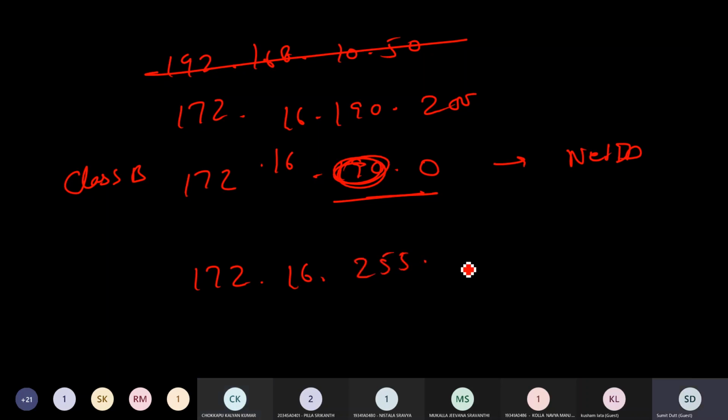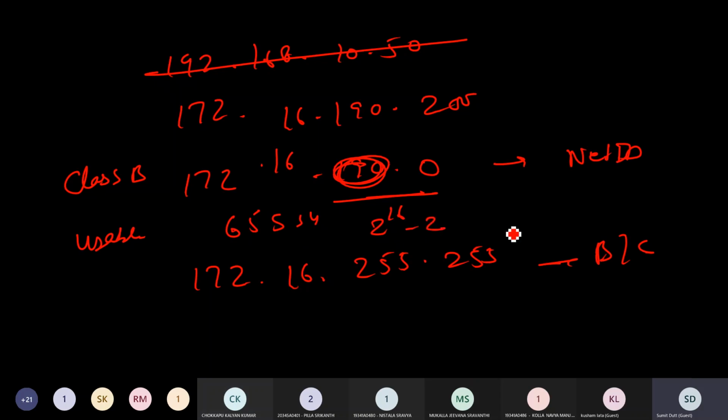172.16.255.255. Very good. This is my broadcast ID. And how many usable hosts? 65,534. Very good. 65,534 because it is 2 to the power 16 minus 2. Right? Is there anyone to whom it is not clear? Okay, I believe it is clear.